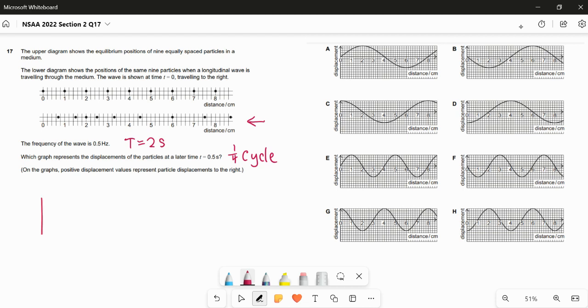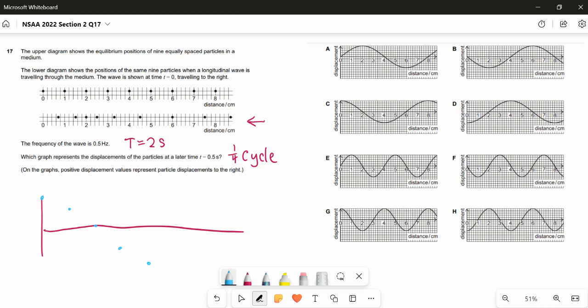So plotting this, starting from 0 all the way to 8, we would have the particle at 0, we can see here is at 3.5, so I'll just put that here. The particle at 1 is at 2.5. The particle at 2 is still at equilibrium. Particle at 3 has actually moved 2.5 to the left, so that counts as a negative displacement. The particle at 4 has actually moved 3.5 to the left, so that's the maximum displacement here.